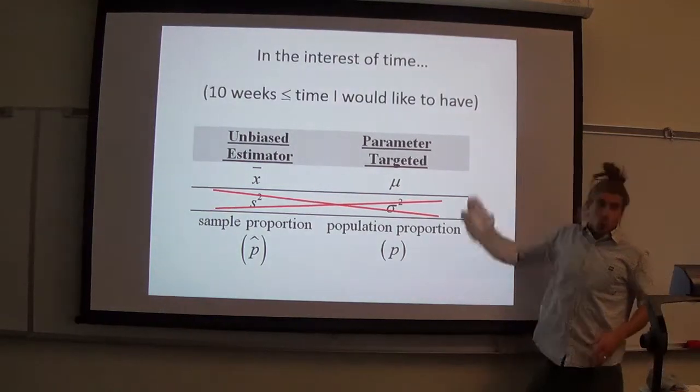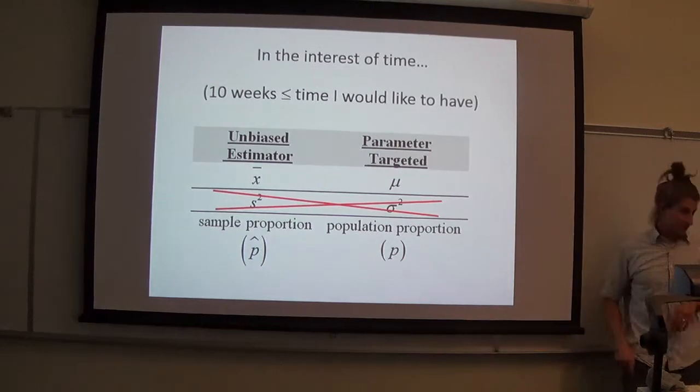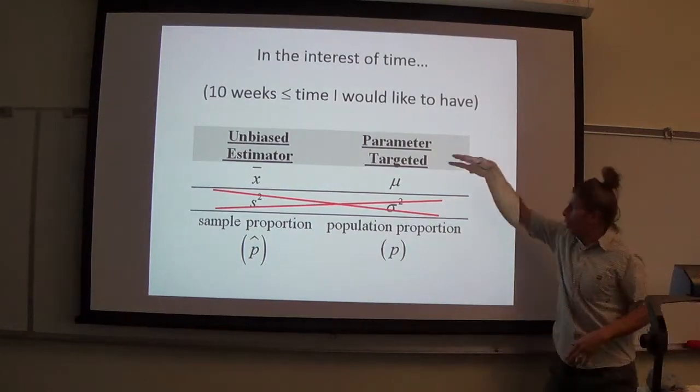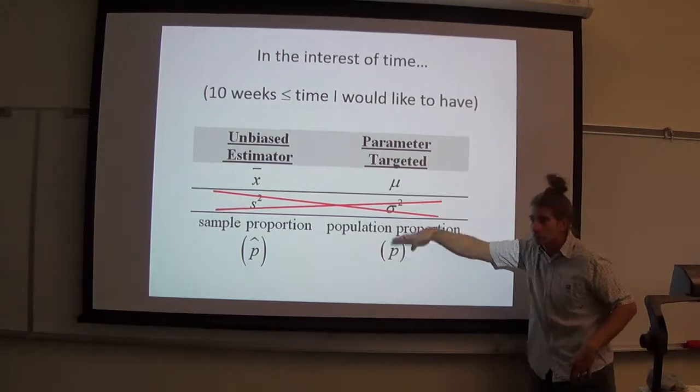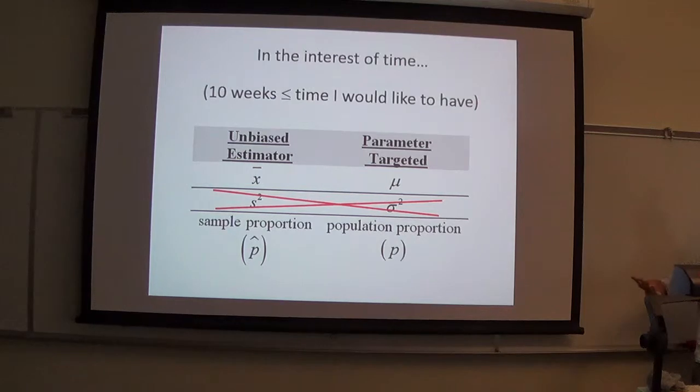Because we don't have enough time, I'm going to ignore the sample variance in this class and focus exclusively on the average and the proportion. I don't like taking the 10 weeks we have and spreading it too thin by bringing in the variance. So we're only going to focus on the average and the proportion, for two reasons. Number one is the time reason.